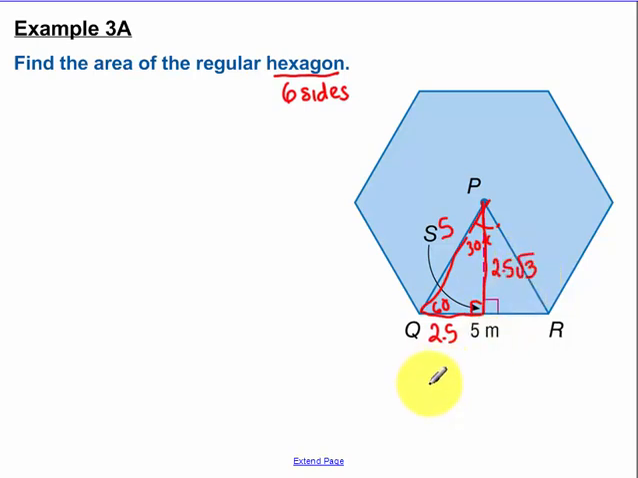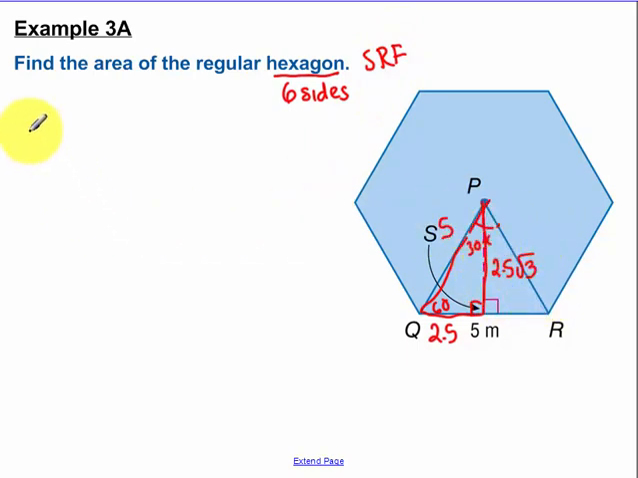So what we have going on here is a 30-60-90 triangle. When it's a hexagon, I want you to give this to me in simplest radical form. So keep that in mind, simplest radical form. That's why I found this in terms of radicals.